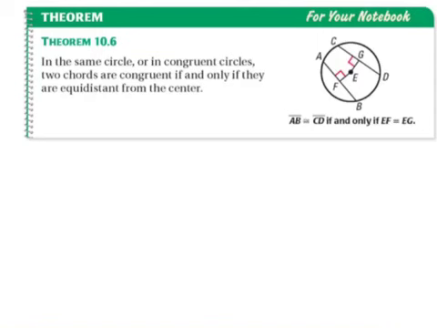Alright, last theorem of this section, Theorem 10.6. In the same circle, or in congruent circles, two chords are congruent if and only if they are equidistant from the center. So if you look, I have chord CD and chord AB. They are both equidistant from the center because EF equals EG. Okay, so AB equals CD only if EF equals EG.